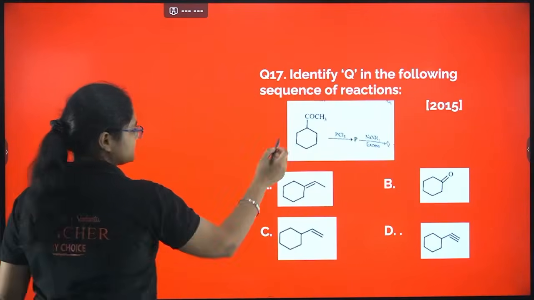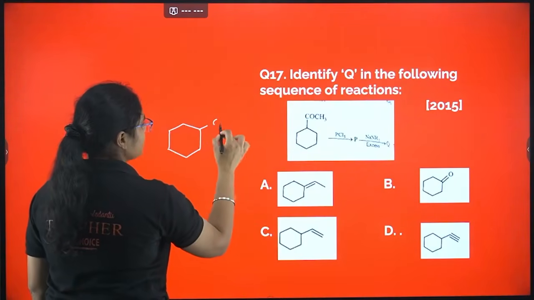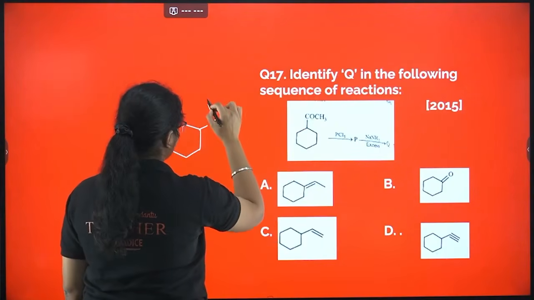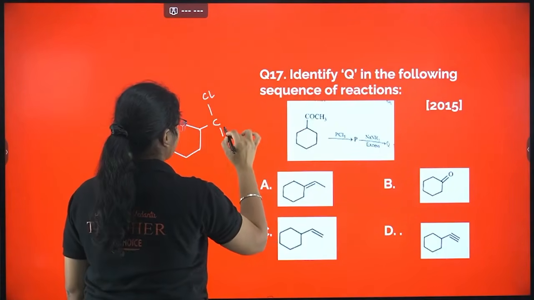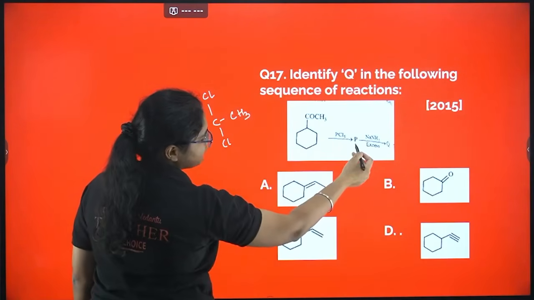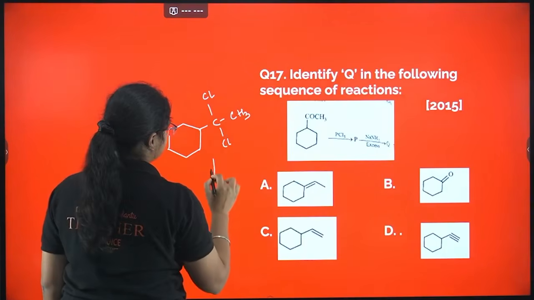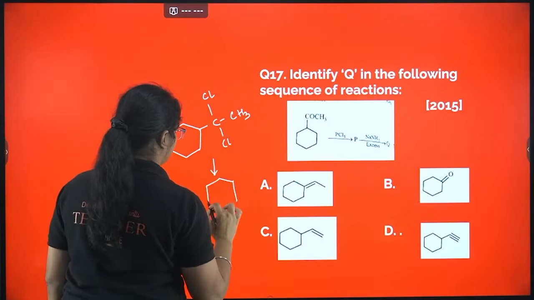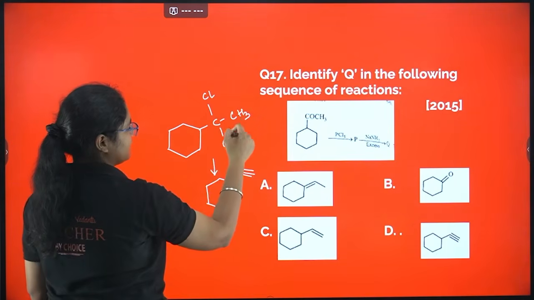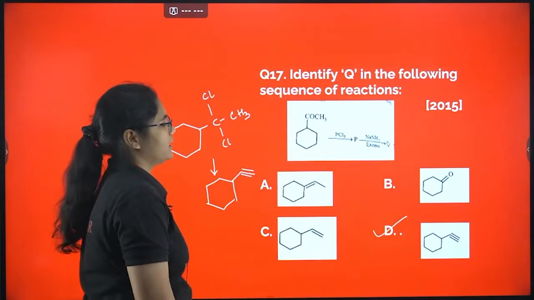Okay, so we have this COCH3 with PCl5. So what will happen? The double bond O will be replaced with chlorine, and here I have CH3. Next, when I use excess NaNH2, what will happen? This one will do elimination and you will get a product like this. Here HCl will be eliminated, again HCl will be eliminated. So option number D is the correct answer.